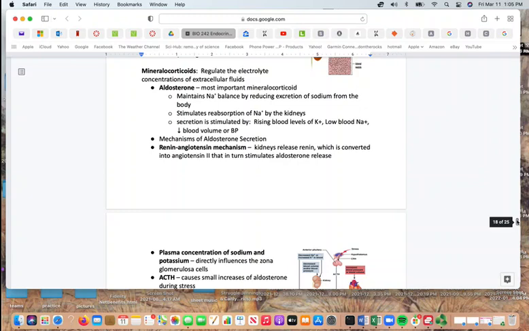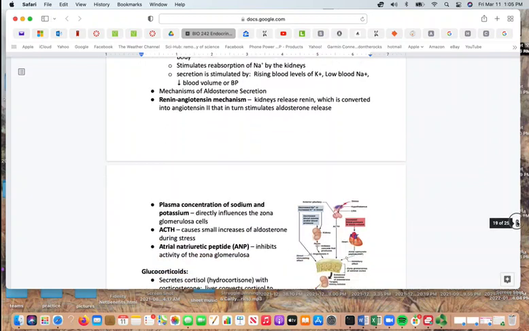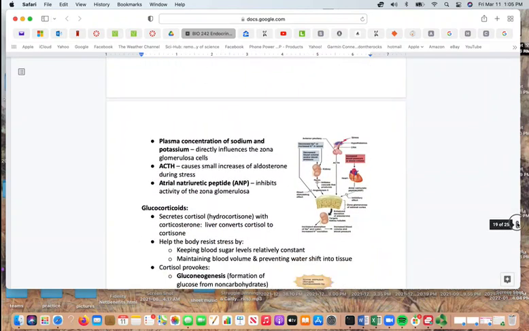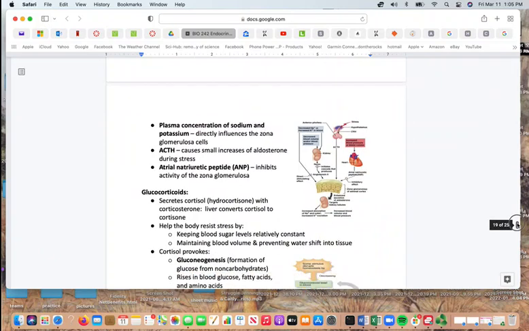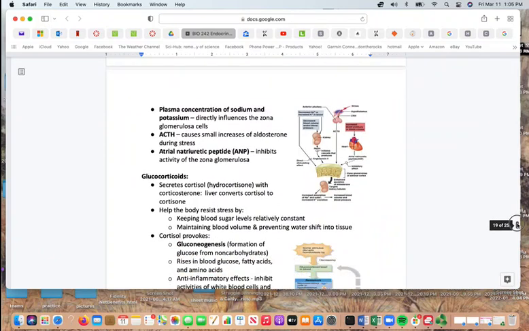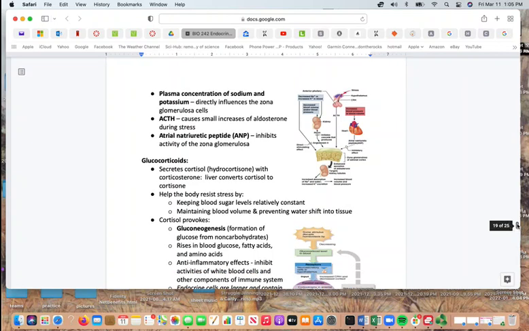This will end up affecting the renin-angiotensin aldosterone system. So the kidneys release renin, that gets converted into angiotensin 2, and that in turn will stimulate the aldosterone release. So the plasma concentration of the sodium and potassium directly will affect the zona glomerulosa cells.